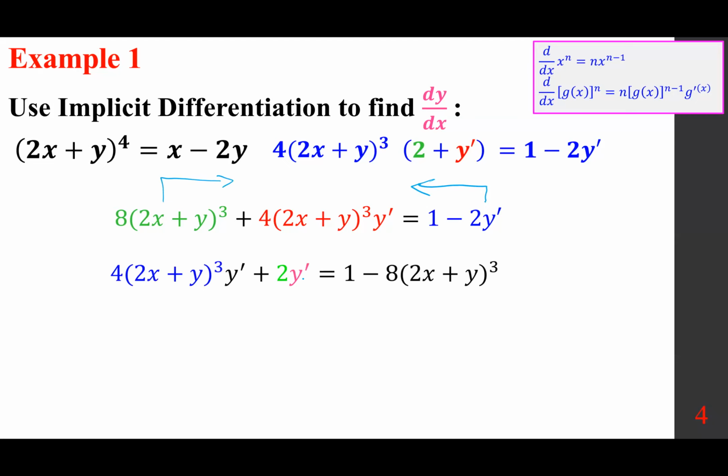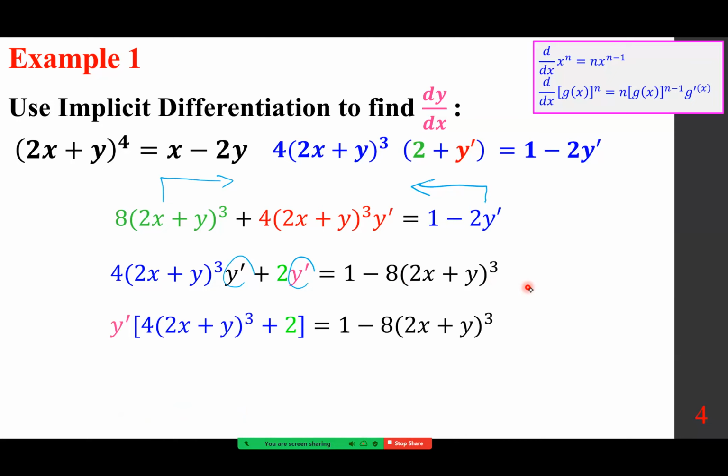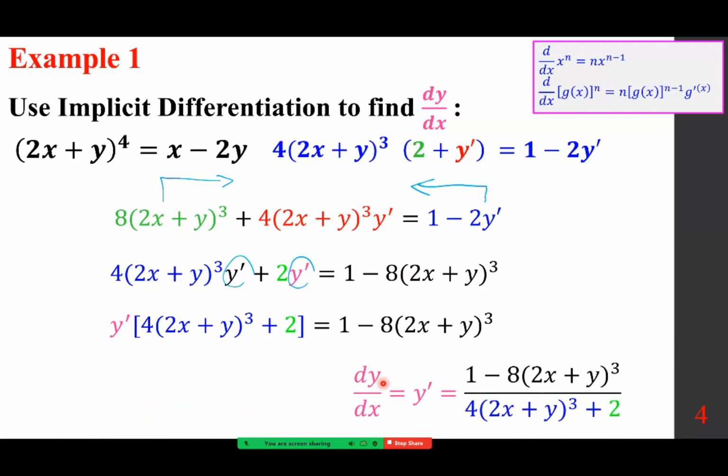We're going to solve for y prime, so we are going to factor the y prime out. Of course, I can take 2y prime out. However, on the right side, there's no common factor of 2. I just take the y prime out. So when I take the y prime out, this gives me 4 times (2x plus y) cubed. This gives me 2. And all you have to do is put the brackets as the denominator for the right side and call it y prime or dy/dx. Makes no difference.